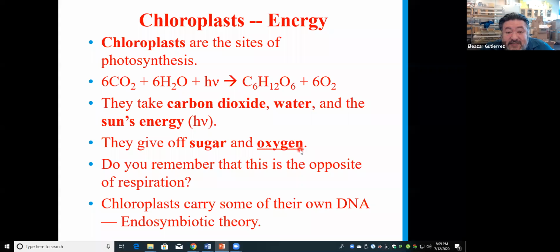Don't forget this. This is important. There's nothing more important. This is why you and I are alive, because chloroplasts produce sugar and oxygen. If we didn't have chloroplasts, you and I would not be anything but a dream.